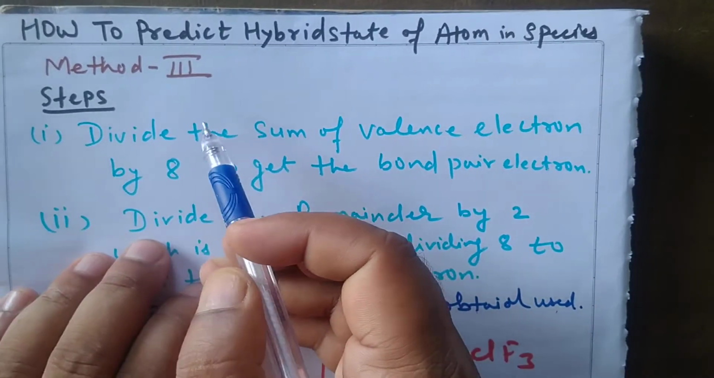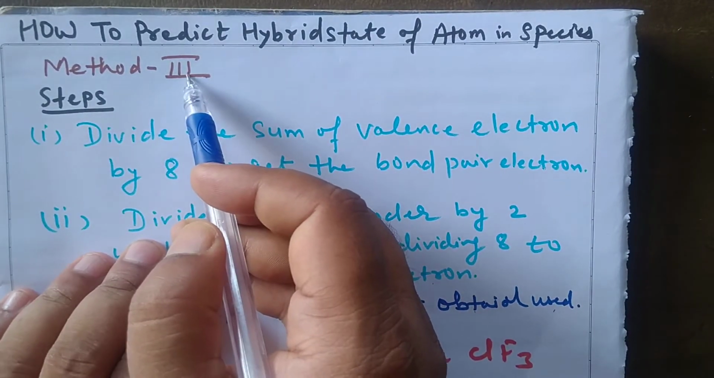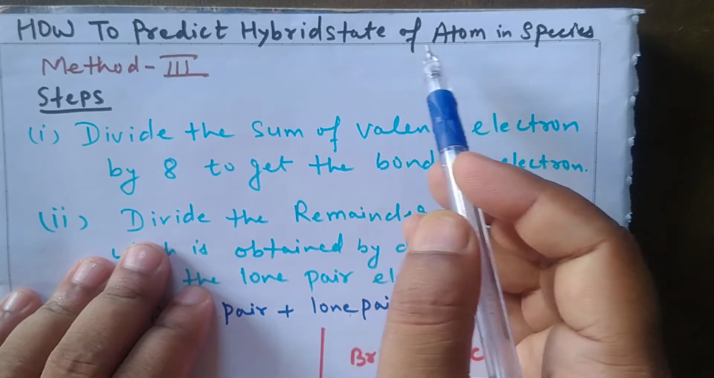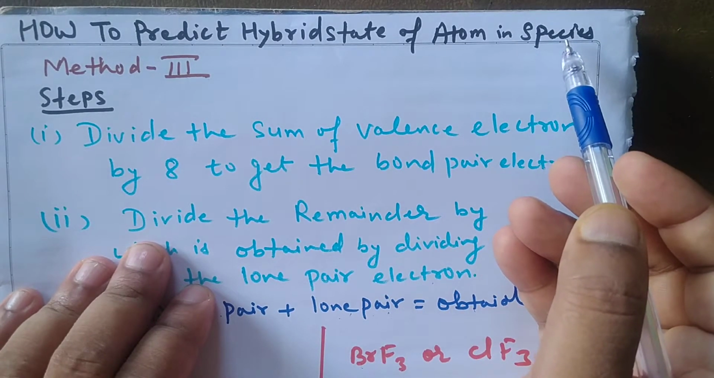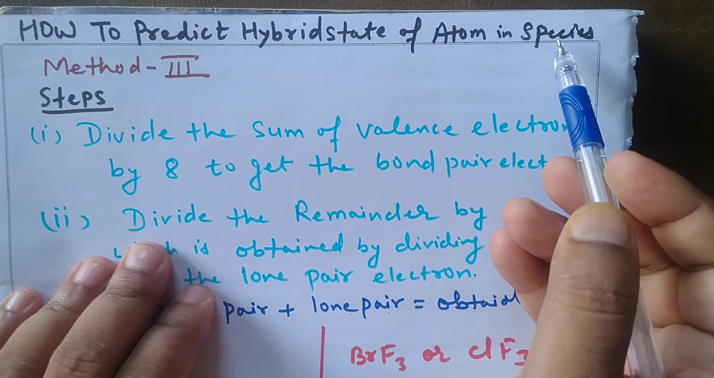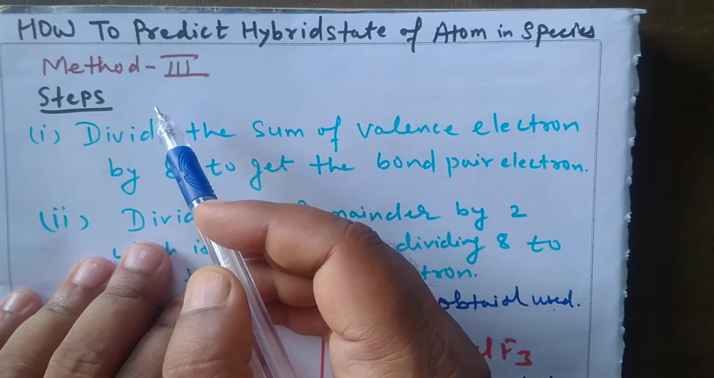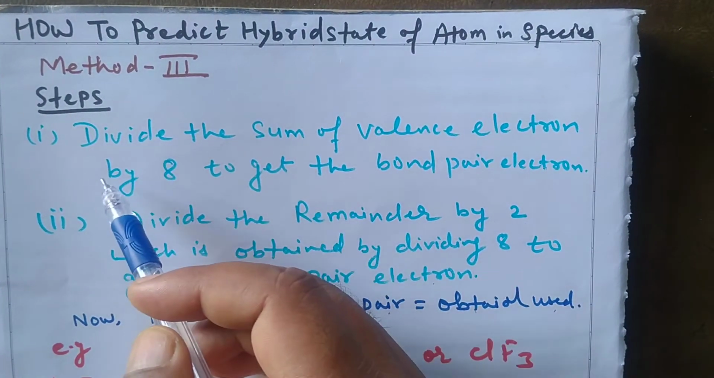Dear students, now I am going to discuss the third method, how to predict the hybrid state of an atom in a species. In my earlier video we discussed two methods. Now the steps in the third method are as follows.